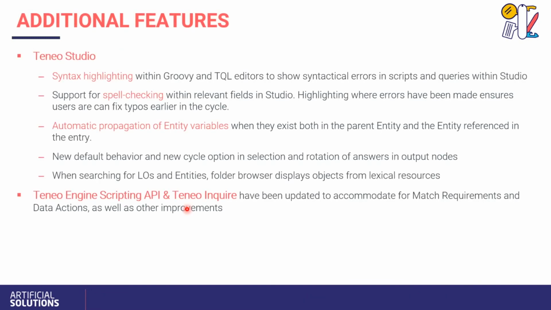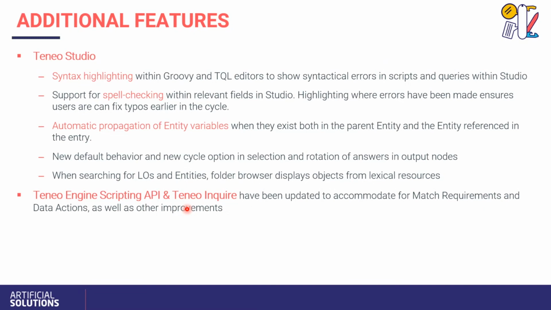Apart from that, there are a lot of, let's call them minor features, but all of them are super useful: syntax highlighting, spell checking, and the propagation of entity variables. All of these are also new features here. I think syntax highlighting is super useful for those who develop scripts, so you don't have any errors in the scripts. Also spell checking in outputs, for instance, so you don't make any typos in the outputs. That's really nice, so you catch them on the fly.